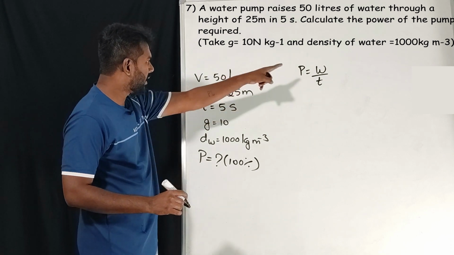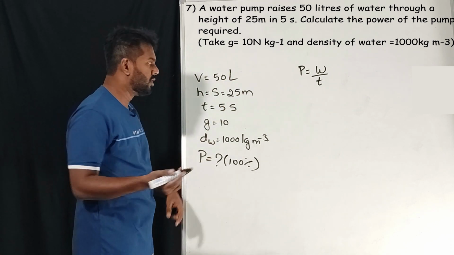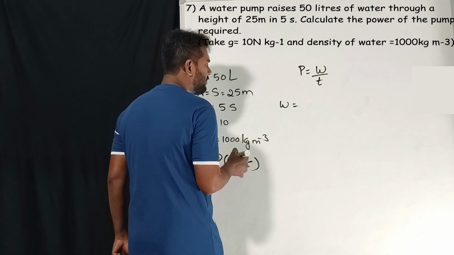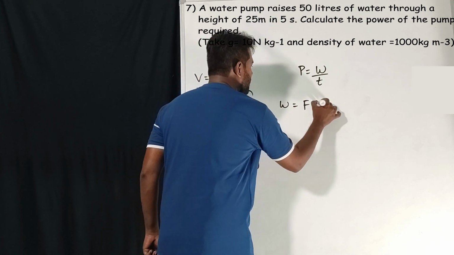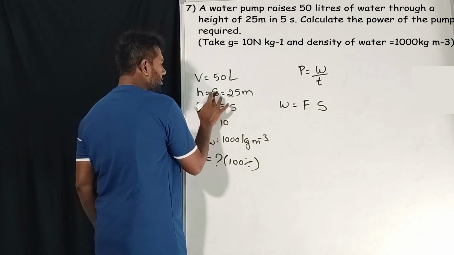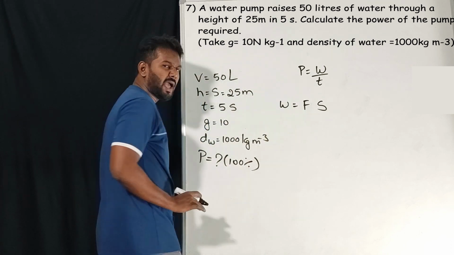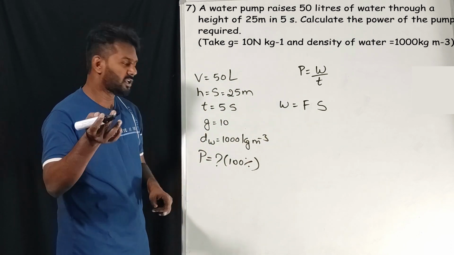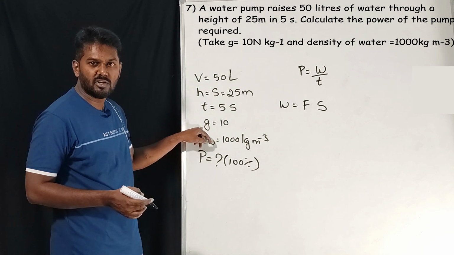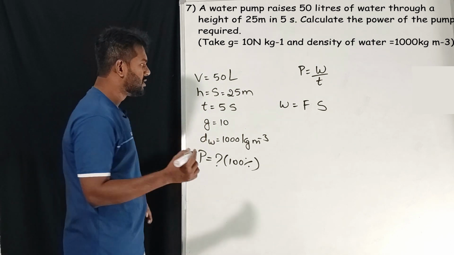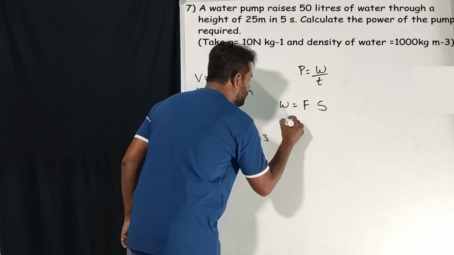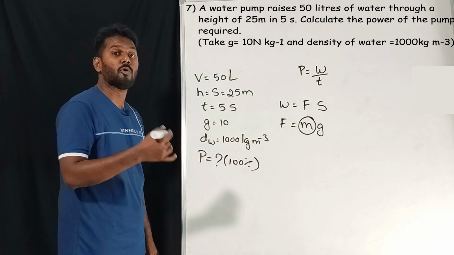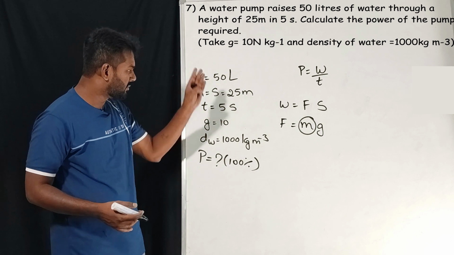Now, do you think the work done value is given? No. So first we will find the value of work done. How can we find the value of work done? Force into displacement. S value is given, 25 meter. We don't have force. How to find force value if it is not there? Mass into g value, correct? g value is given. We don't have mass. So first we have to find this mass. This is how we are going to derive the formula from the given data.